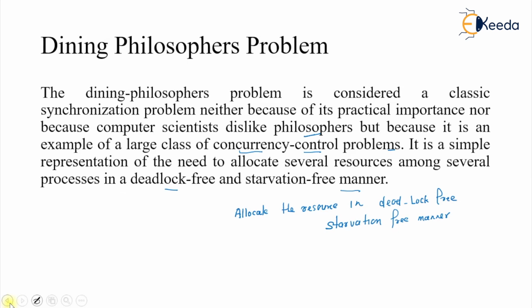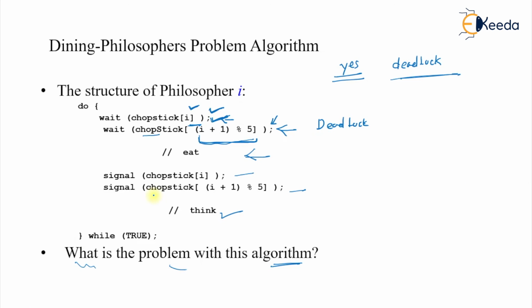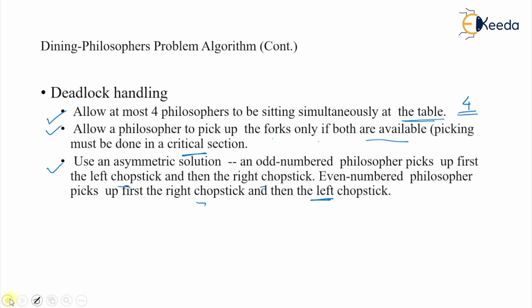So this is the Dining Philosopher problem, and the first solution may lead to a deadlock situation. Let me revise the proposed solutions: four at a time, pick both in a critical section, and use an asymmetric solution. Okay, so that's all for this discussion.